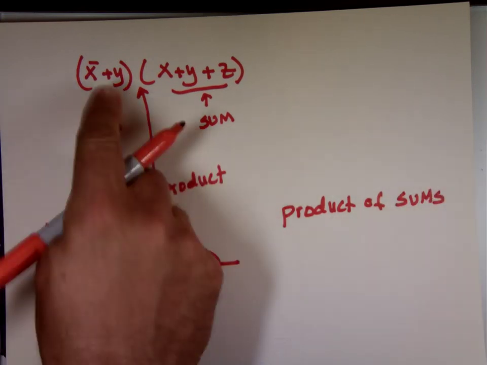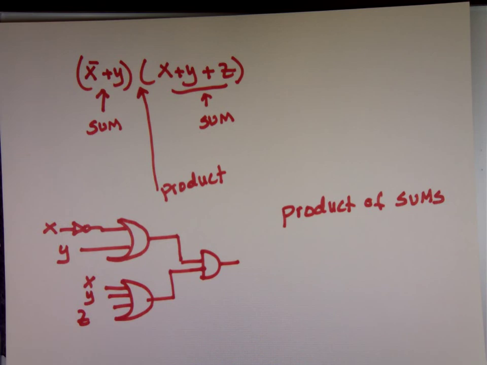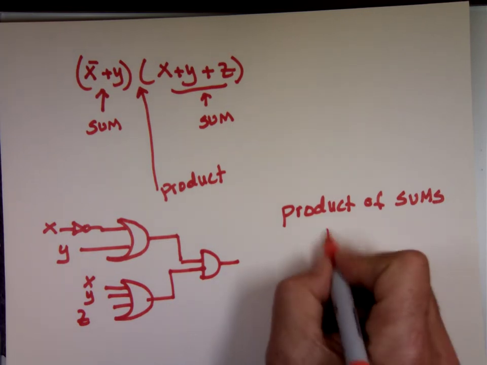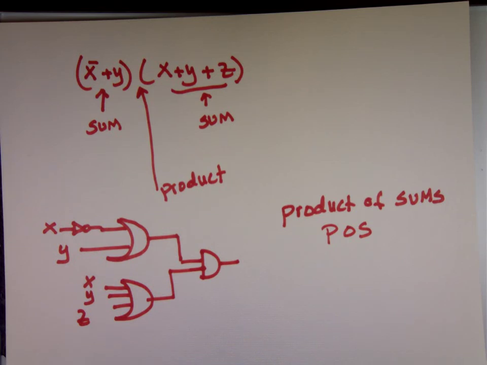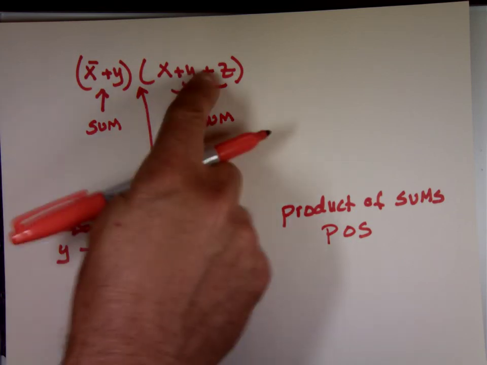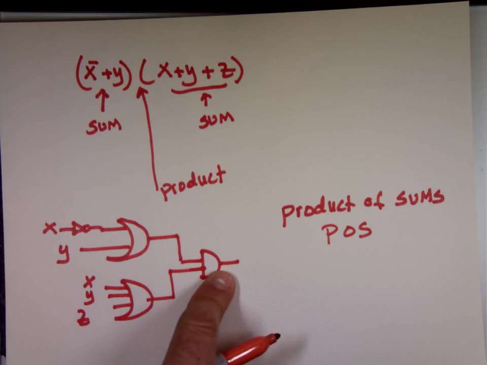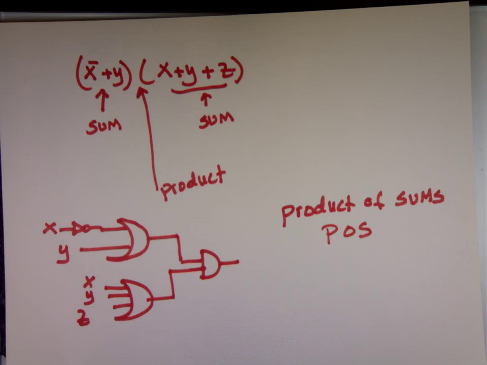So when the expression is written like this, it's called the product of sums, POS. You're adding OR gates, and at the end you're going to AND them. You're going to multiply them. Product of sums. What about the other one? Sum of product. The other term.